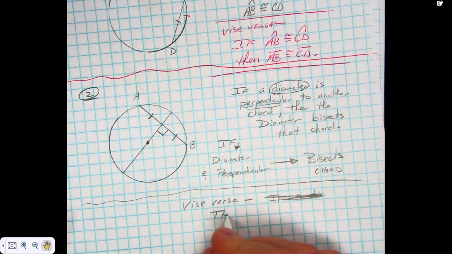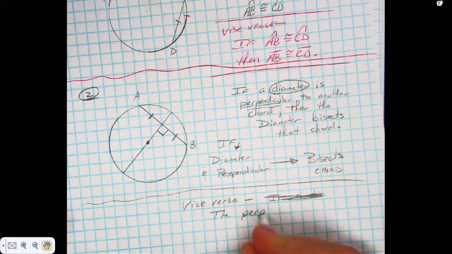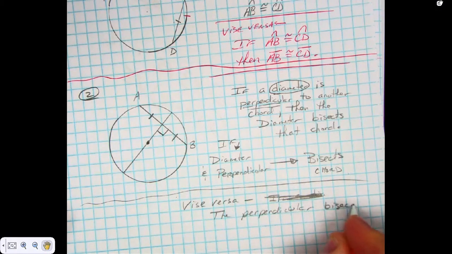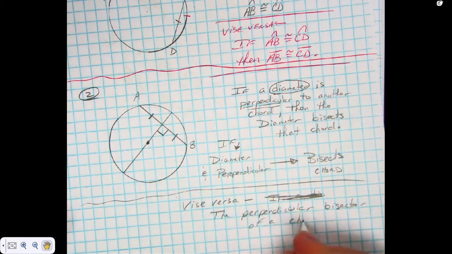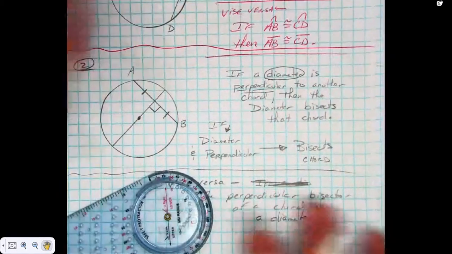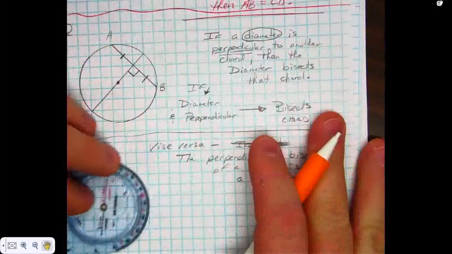It says the perpendicular bisector of a chord is a diameter. Well, that's the vice versa of it, but you've got to kind of see the significance here.